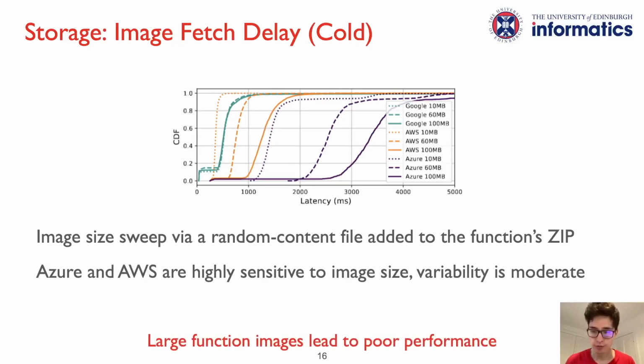Invocations of cold functions may impose large delays of up to several seconds to the median response time, particularly for functions that have large images. However, variability of the cold starts is moderate, with tail to median ratio of less than 4 for all providers.